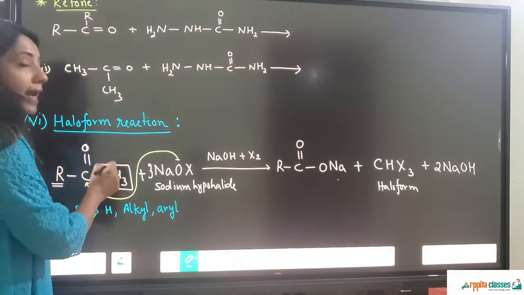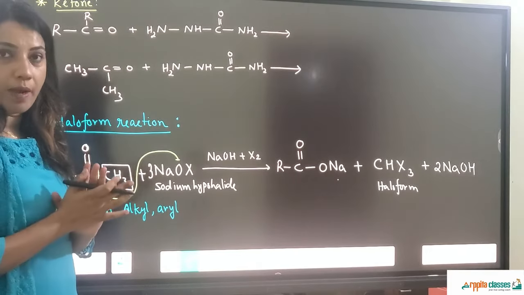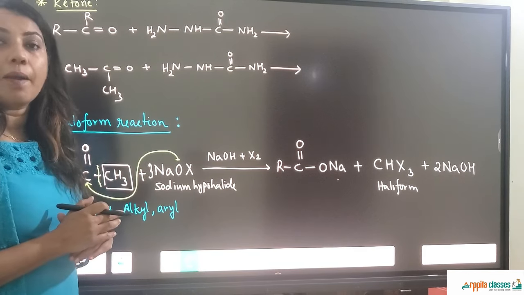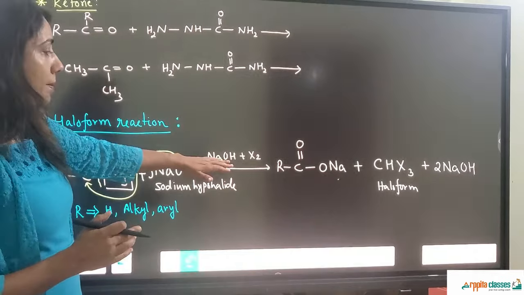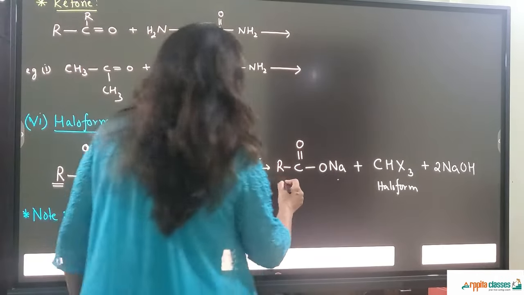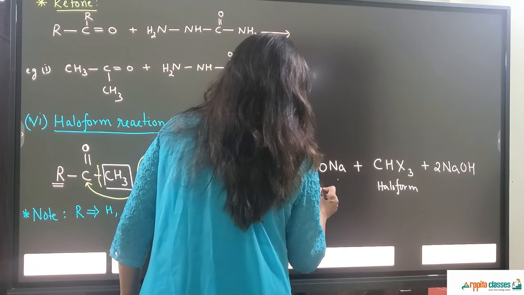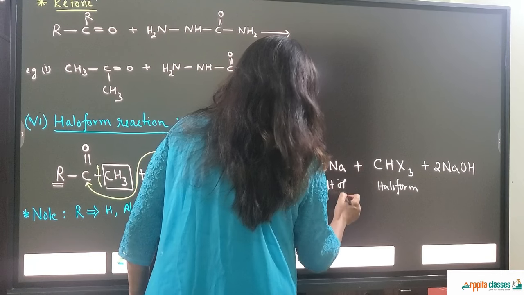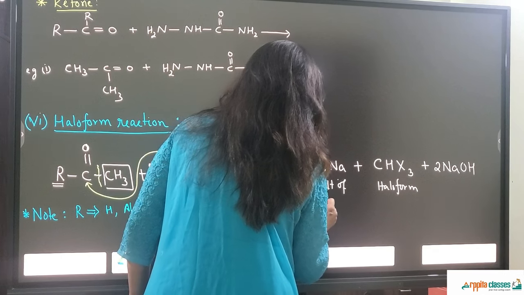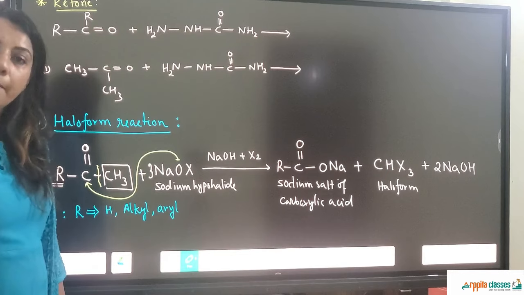So we are taking aldehyde or ketone. Only thing is that one of the R group has to be necessarily methyl group. Treating with sodium hypohalide, which is coming from NaOH and halogen, we are getting sodium salt of carboxylic acid. This is what? This is sodium salt of carboxylic acid. We are getting haloform and NaOH as a byproduct.